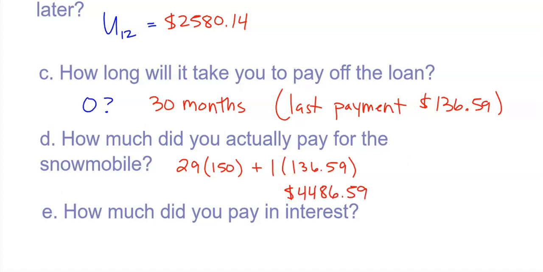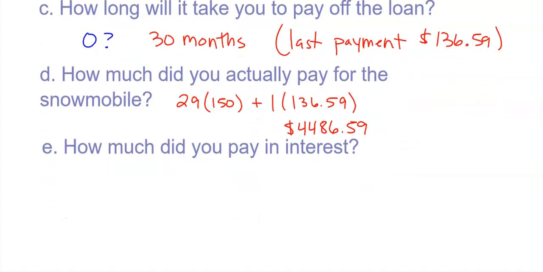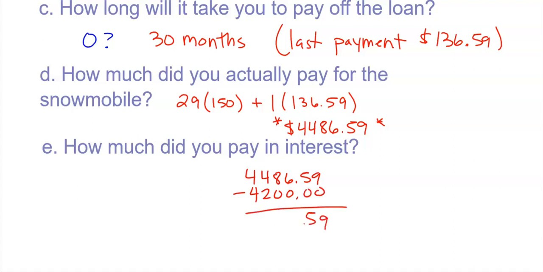So not terrible. The last question then is how much did you pay in interest? Well, that's the difference between what you actually paid and what the snowmobile was worth. So you actually paid $4,486.59. The cost of the snowmobile was only $4,200. So you paid $286.59 in interest. So not terrible over the course of those 30 months.